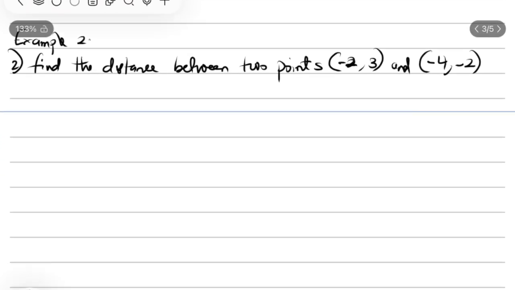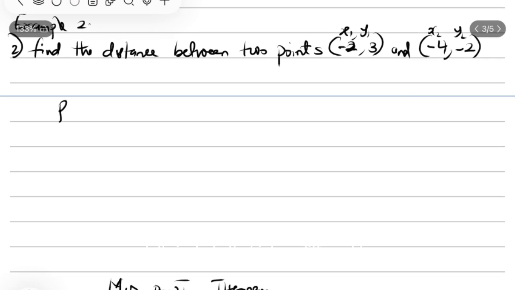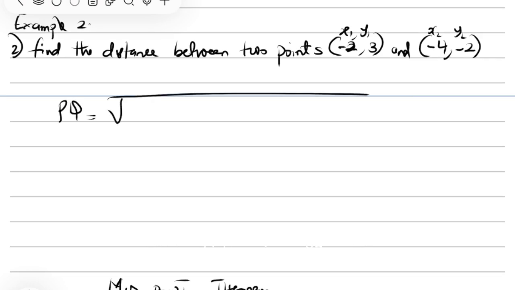Find the distance between the 2 points (-2, 3) and (-4, 2). This is our x1 and this is our y1. This is our x2 and y2. So now let's input that into the formula. I'm not going to write the formula again. Which one is our x2? The x2 in this case is minus 4. And what is our x1? X1 is minus 2. That is minus 4 minus minus 2 all squared, plus our y2, 2 minus 3, all squared.